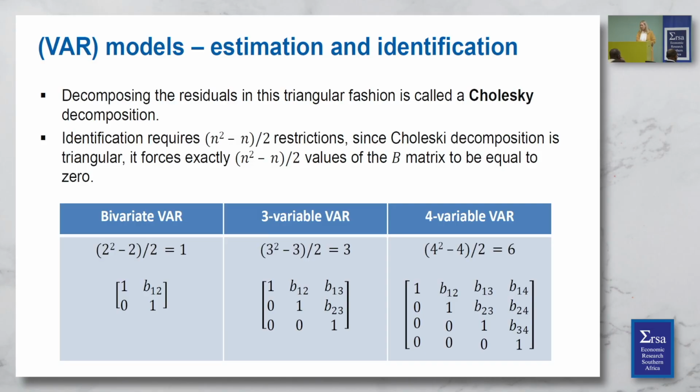How do we do that decomposition? For a bivariate VAR, we only have one restriction. If we have n variables, (n squared minus n) over 2. So for a bivariate VAR, 1 restriction, a 3-variable VAR, 3 restrictions, and then for a 4-variable VAR, 6 restrictions, and so forth.